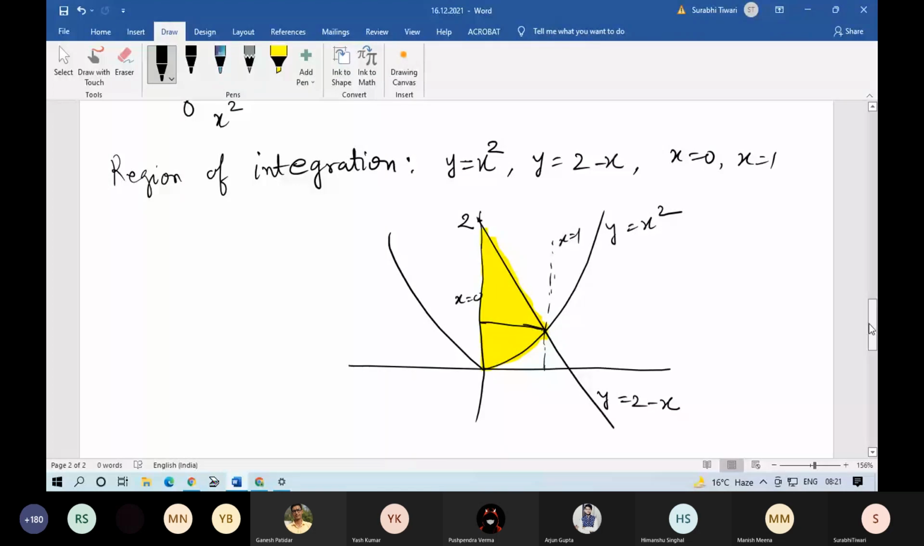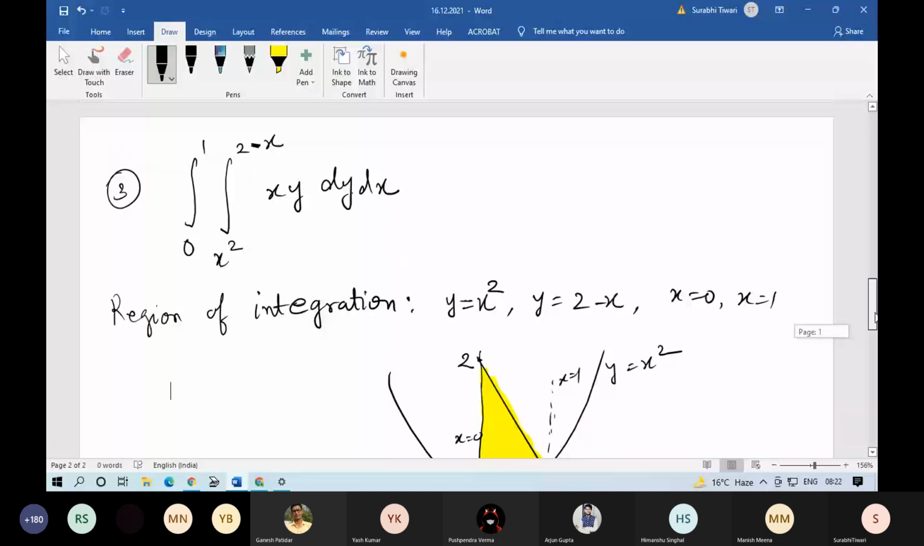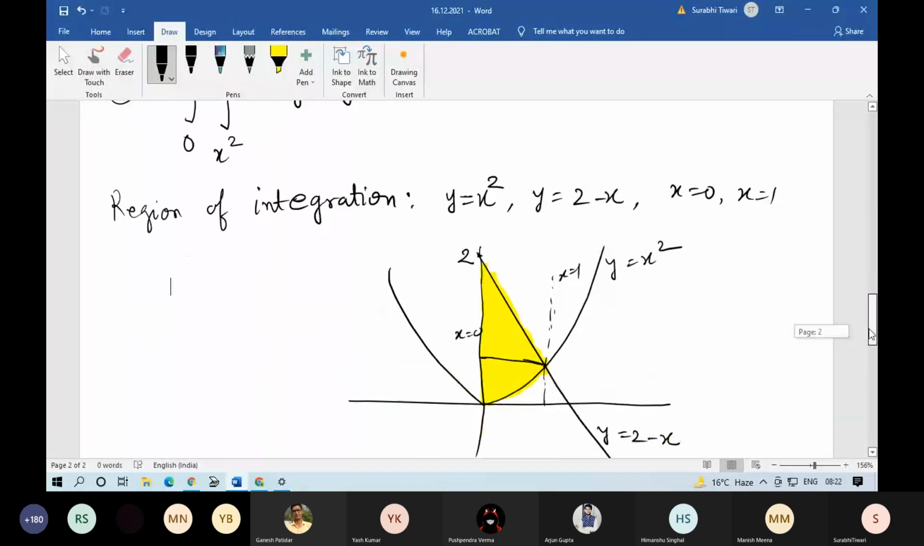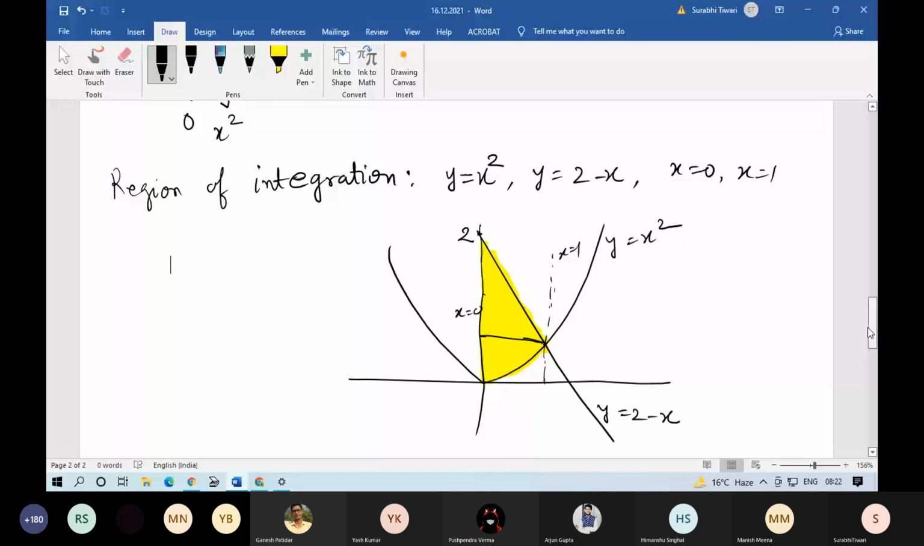Now we have to take dx dy, so a strip parallel to x-axis here for this and for this also, separated for this and for this. Now this is 1, so this is also 1, so here it is y is equal to 1.